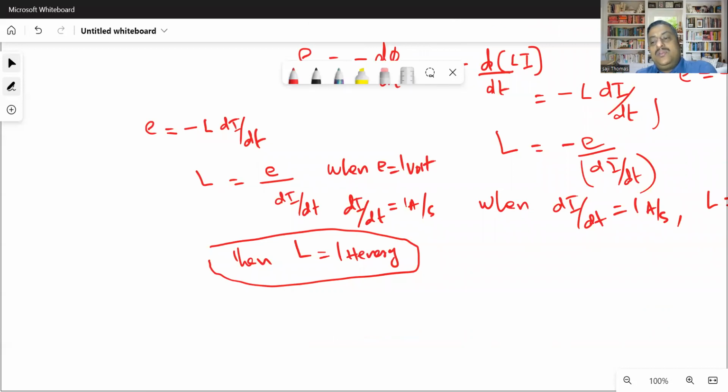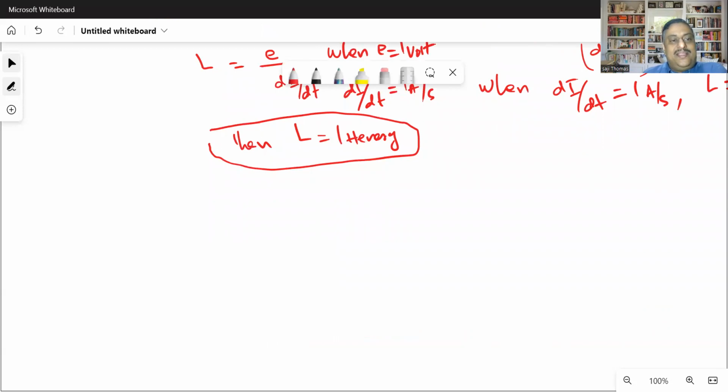Now, there is another phenomenon called mutual induction. Next topic is mutual induction. In mutual induction, there will be two coils. If current through one coil changes, induced EMF is developed in a neighboring coil. This is mutual induction, and the induced EMF tries to decrease the change of flux in the first coil.